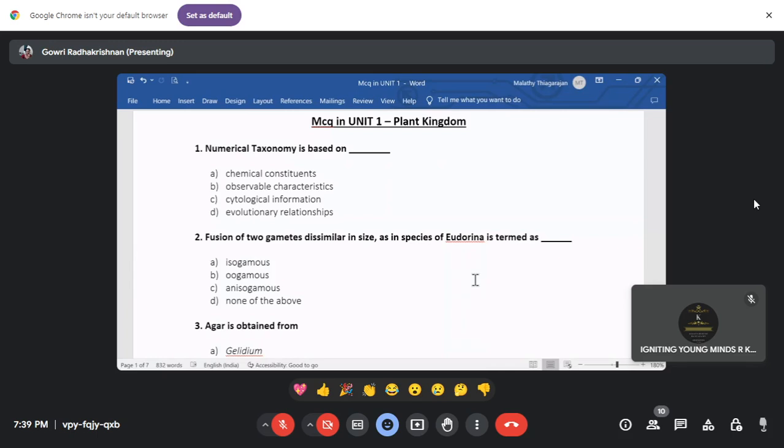Now, can you answer this question? Numerical taxonomy is based on observable characteristics. That's numerical taxonomy. I mean, like how many taxa and whatever is similar and everything. Observable characteristics, whatever we are able to observe, based on that numerical taxonomy is done.